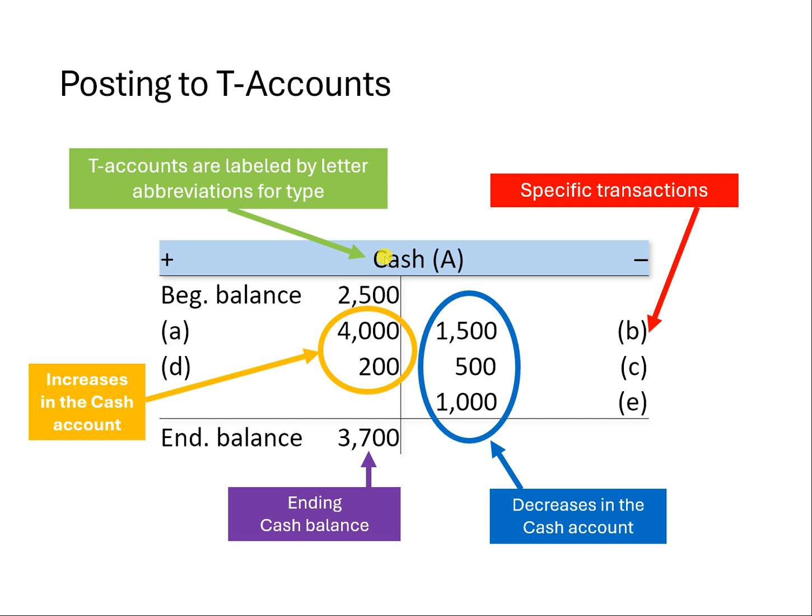And we know cash is an asset, and we expect it to have a debit balance. We call this the normal balance. And for liabilities and equities, we expect them to have a credit balance. Those are the normal balances for liabilities and equities.